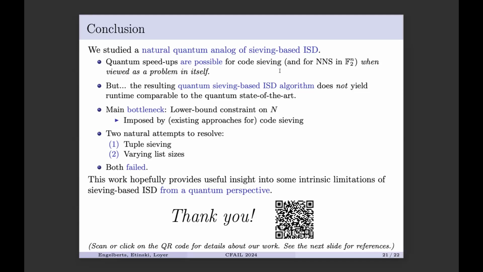So maybe I can start. You have 2 natural attempts to resolve them, and you probably tried that, but did you try to combine these 2? So you have varying list sizes, and you also don't do pairs but tuples. So maybe you combine 2 at the same time. That's a good question. I did not think about that, so I have to think if I quickly see a problem there.